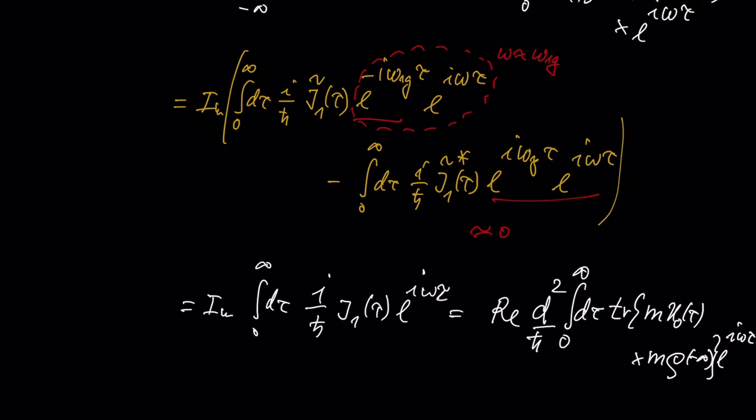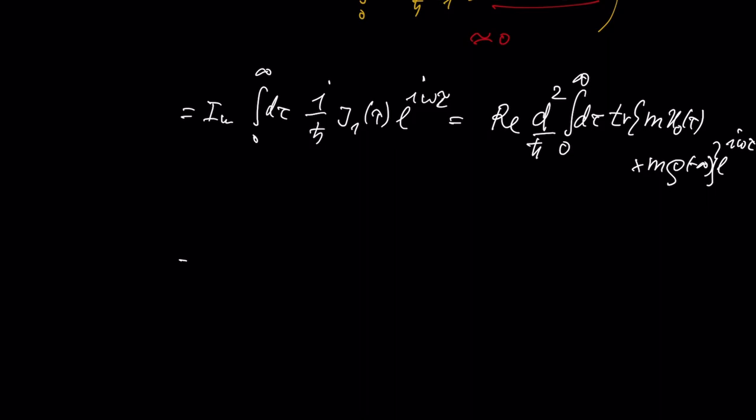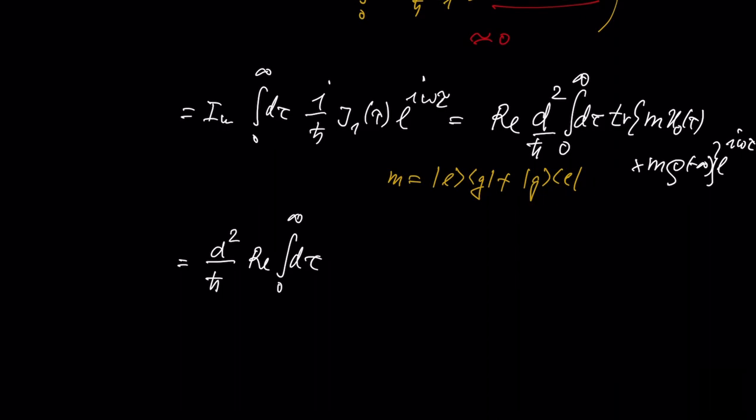So this is now our expression for the imaginary part of the linear susceptibility, that is the expression for the absorption coefficient. Okay, using a model that we have developed earlier, we can write some more answers here. We can write d square over h bar, and we keep the real part out of the integral, and inside we know how this looks like. We've been already talking about it. M is always a transition from the ground state to the excited state plus the opposite transition. And as it starts from the ground state, it first creates a coherence element of the density matrix.